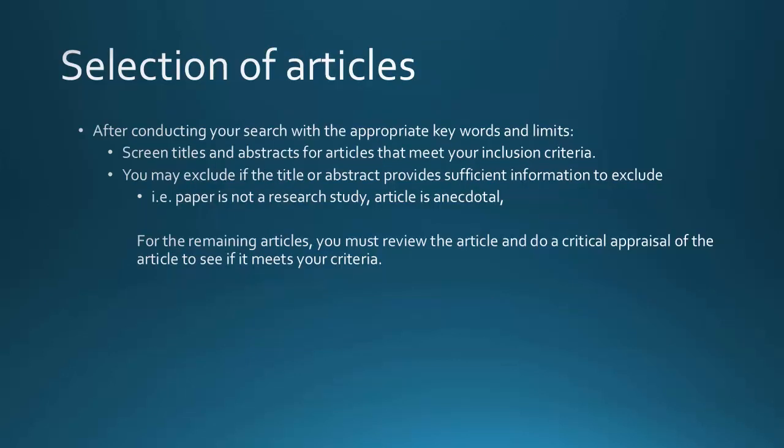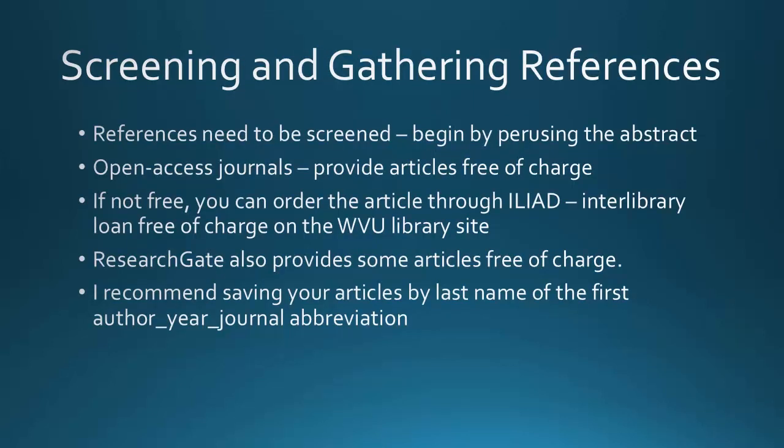Okay. And then when you're selecting your articles, you're going to read all these abstracts and select. If you can't make a decision based on the abstract whether it should be included or not, then you have to retrieve the article and read the article to make that decision if it meets or doesn't meet your inclusion-exclusion criteria.